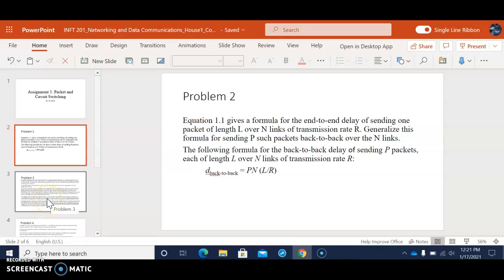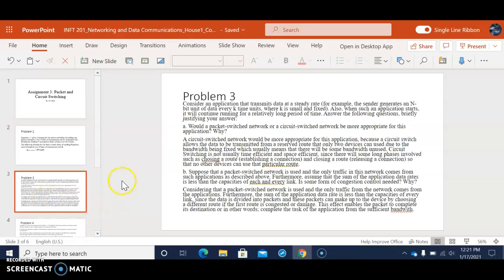Now we go to the question. Consider an application that transmits data at a steady rate. For example, the sender generates an N-bit unit of data every k time units, where k is small and fixed. Although when such an application starts, it will continue running for a relatively long period of time. Answer the following questions, briefly justify. This question has two parts. Will a packet switched network or a circuit switched network be more appropriate for this application, and why?